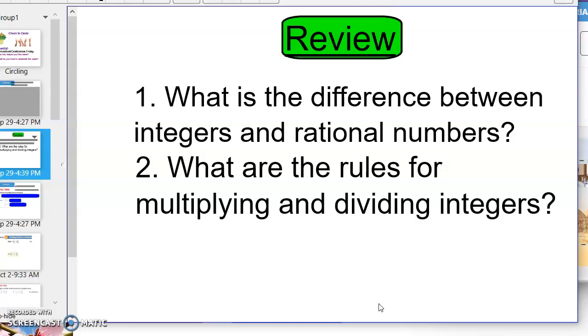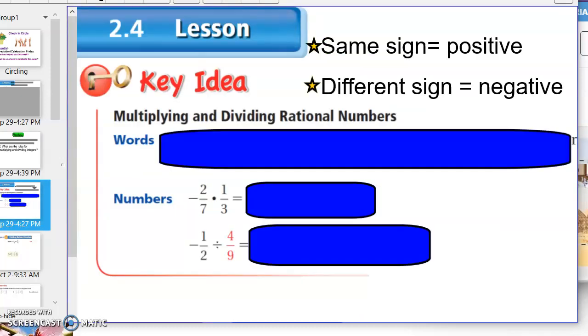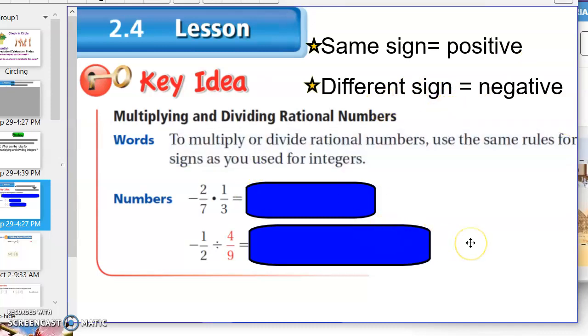So if you remember back, the rules for multiplying and dividing integers were real easy. If you had same signs, your answer was positive. If you had different signs, your answer was negative, and that was true for both multiplying and dividing integers. So that is also going to be true for multiplying and dividing rational numbers. If you have same signs, your answer is going to be positive. If you have different signs, your answer is going to be negative. So to multiply and divide rational numbers, use the same rules for signs as you used for integers.